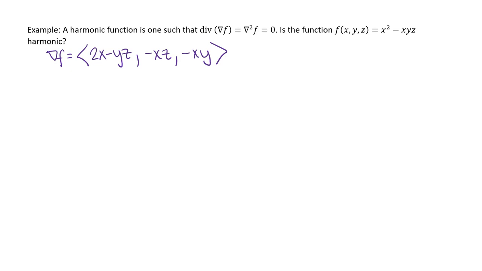And now I'm going to find the divergence of that gradient vector. So I'm going to take the derivative of my x component with respect to x. I get 2.